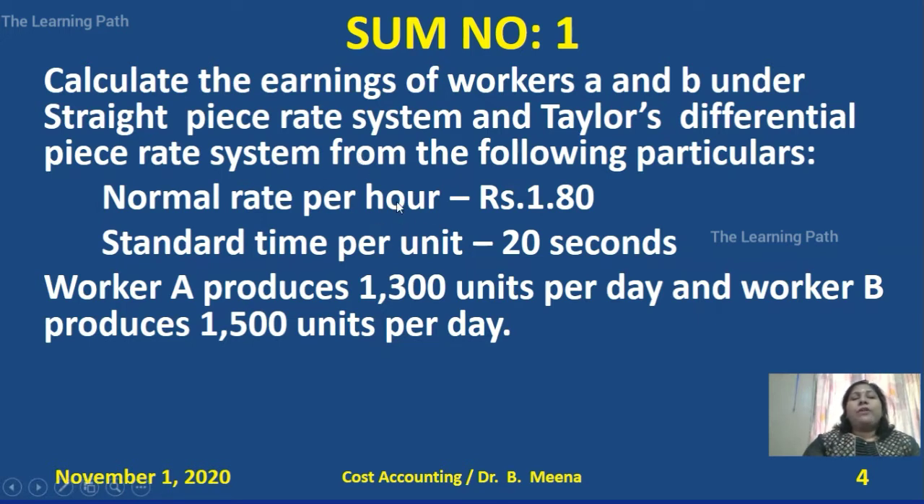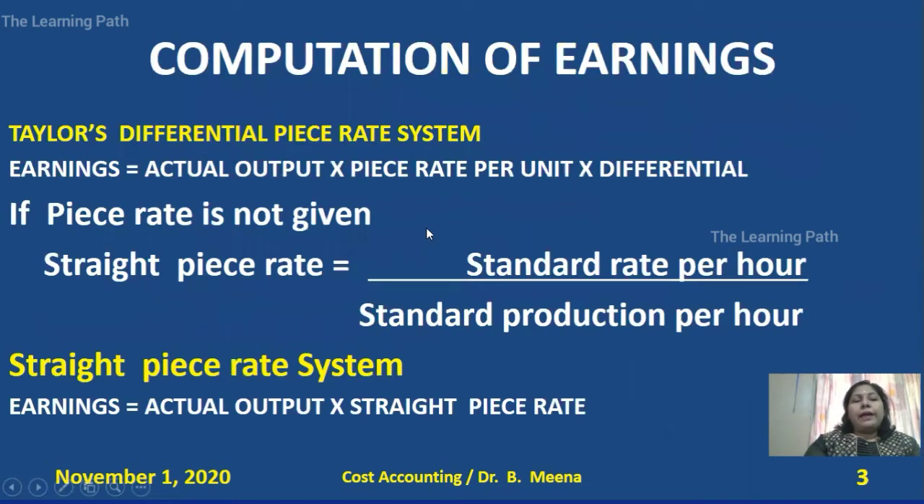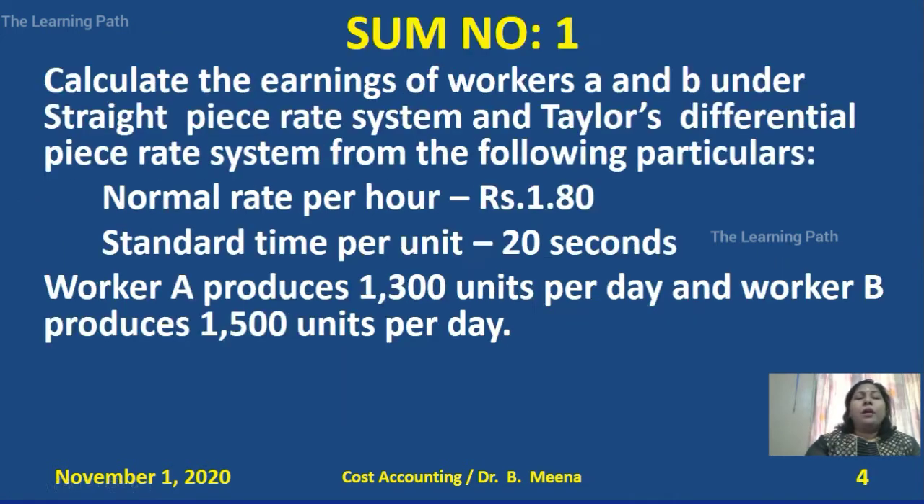Look at the information available. Normal rate per hour only is given. Piece rate is not given. So when piece rate is not given, in the earlier slide I told you the formula to calculate the piece rate: standard rate per hour divided by standard production per hour. When the problem doesn't have the piece rate information, we need to apply that formula to calculate the piece rate.